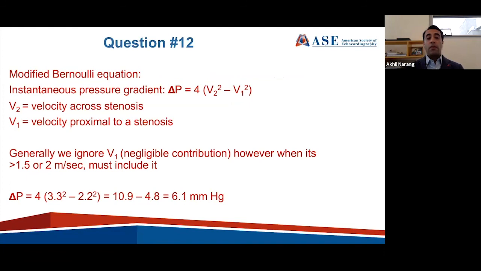In order to solve this, we don't use the simplified Bernoulli equation, but in fact we use the modified Bernoulli equation. So the instantaneous pressure gradient, or delta P, equals 4 times V2 squared minus V1 squared. Generally, we ignore the V1 component of this modified Bernoulli equation so that we just get 4V squared. However, when the velocity of V1 is greater than 1.5, or sometimes people will use a cutoff of 2 meters per second, we must include it, otherwise we can overestimate the true gradients. In this case, since we have high velocities on both sides, we need to take this into account. So the delta P equals 4 times 3.3 squared minus 2.2 squared, which gives us an answer of 6.1 millimeters of mercury.